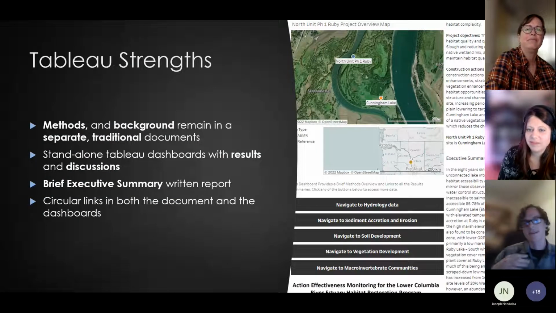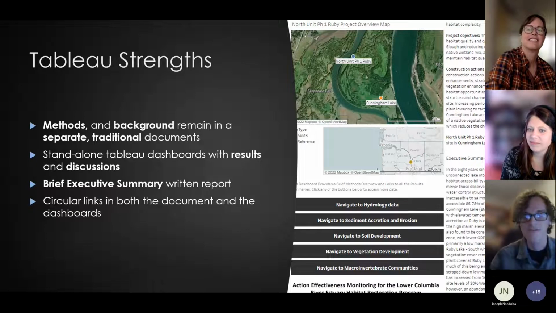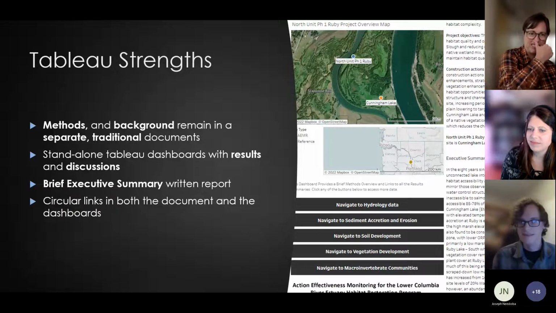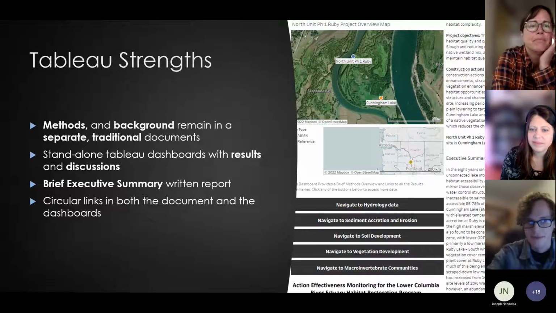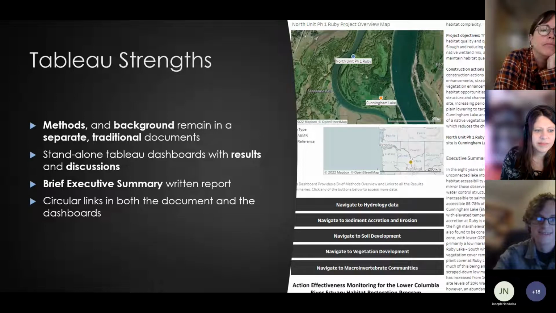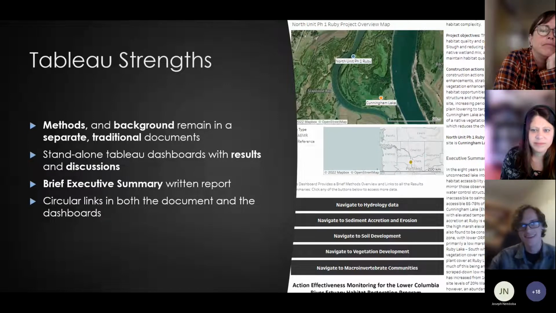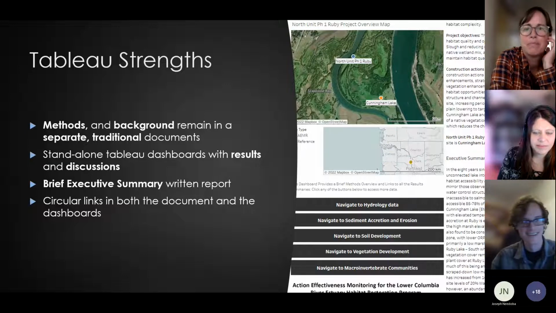So Tableau really excels with that kind of multi-part format because it allows you to embed different documents into the Tableau. So the methods and background would remain in separate traditional documents like Sarah mentioned earlier. There would be standalone dashboards with the results and discussion, and a brief executive summary level written report. And then ideally there would be links from both the report and the dashboard pointing at each other so you can toggle between everything. Next slide, please.